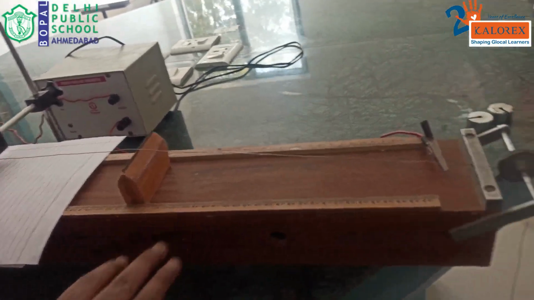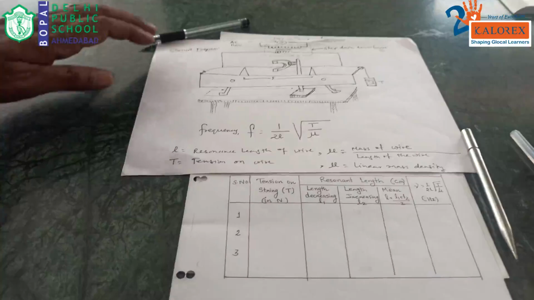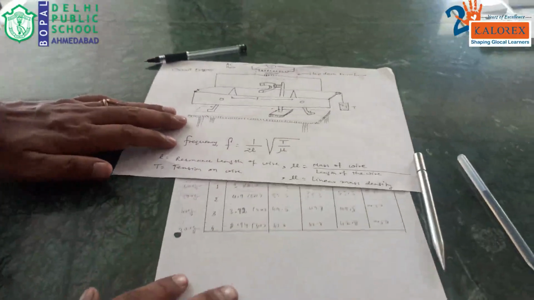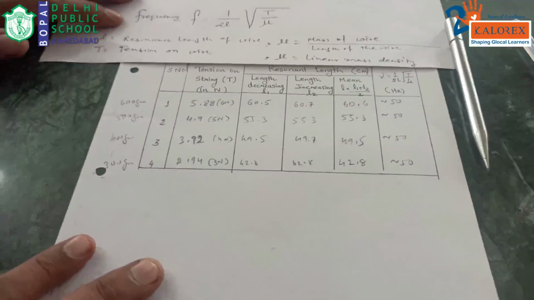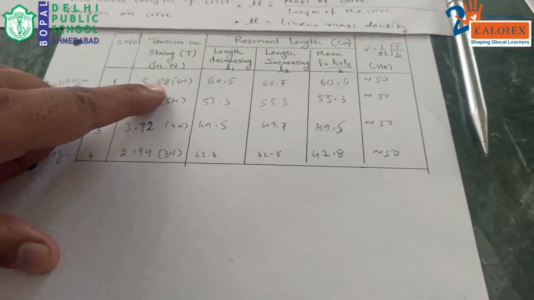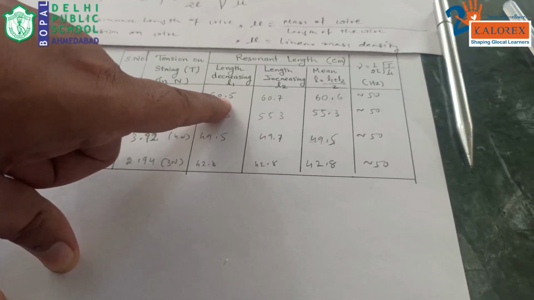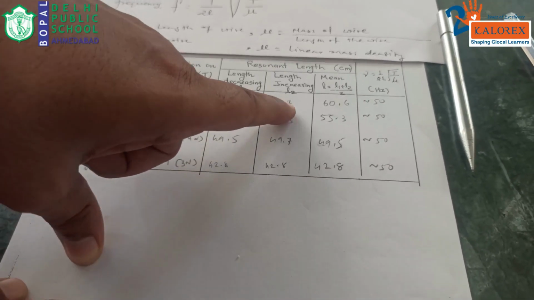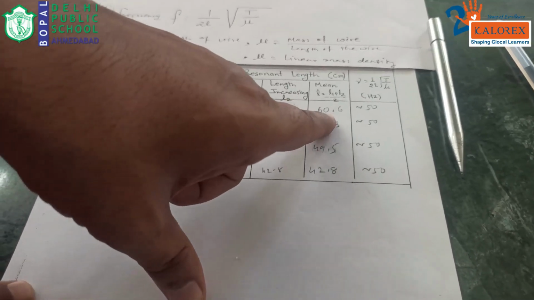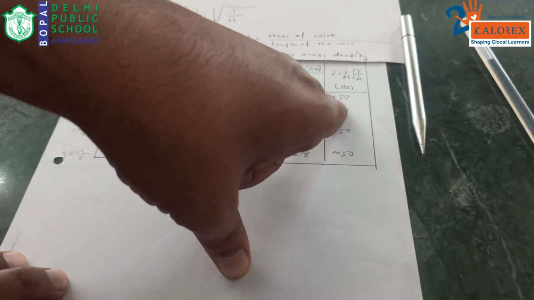Now we will switch off the circuit and let's complete the experiment. Okay, so here is the experiment, and we have the readings. We have recorded the readings here. You can see the readings. For the tension of 5.88 Newton, we are getting the resonating length as 60.5 centimeter, and the corresponding length as 60.7 centimeter while decreasing the length between the two edges. We find the mean of this, and then we found the frequency using the formula. It comes around 50 hertz.